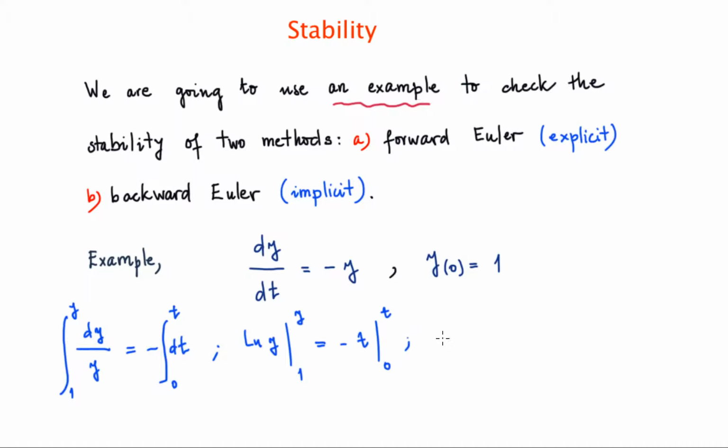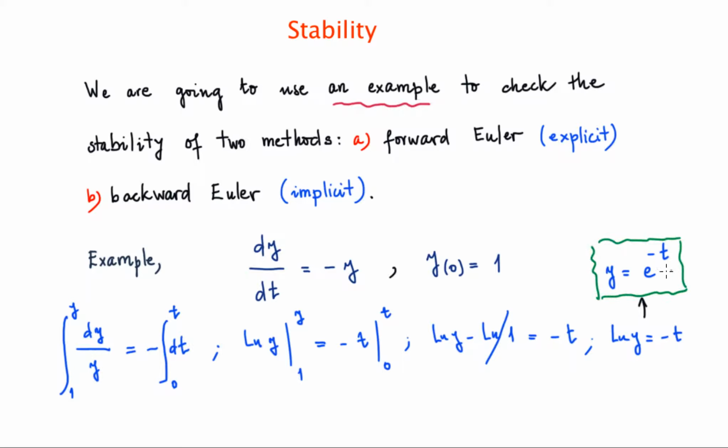So again we have log y minus log 1 equals minus t. In this case, the log of 1 is 0, so we have log y is minus t. If we clear the y from here, y is the exponential of minus t, and this is basically the result that we're getting.